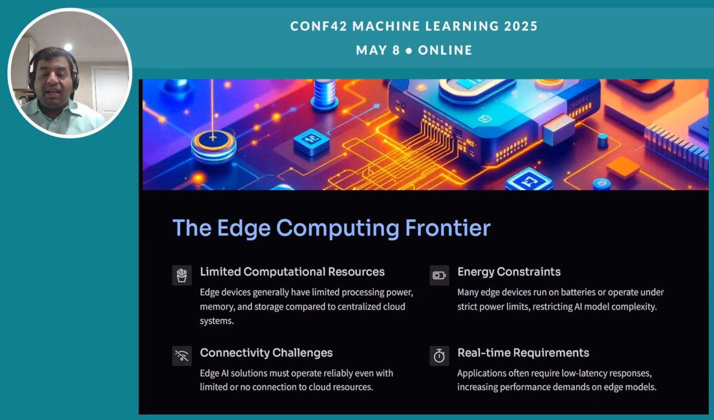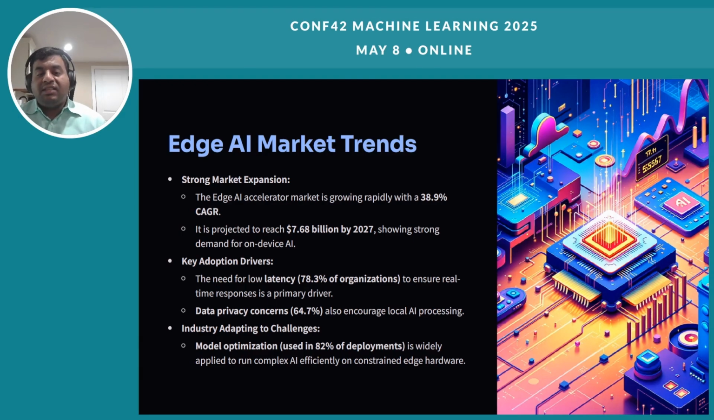Second, connectivity challenges. Edge solutions often need to work reliably even with spotty, slow, or sometimes no internet connection. Third, energy constraints. Many edge devices run on batteries or have strict power budgets, limiting how complex our AI models can be. And finally, real-time requirements. Many edge applications, like autonomous vehicles or industrial monitoring, demand immediate low-latency responses, putting high performance demands on these constrained devices.